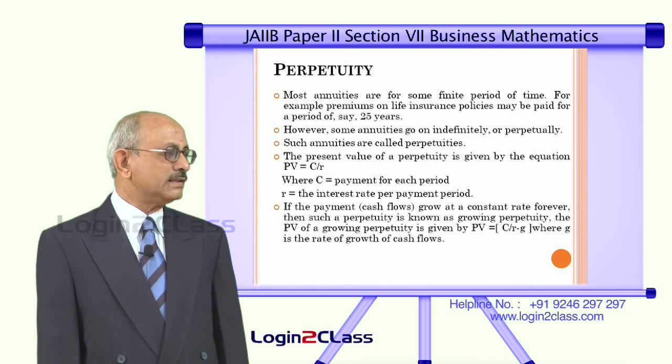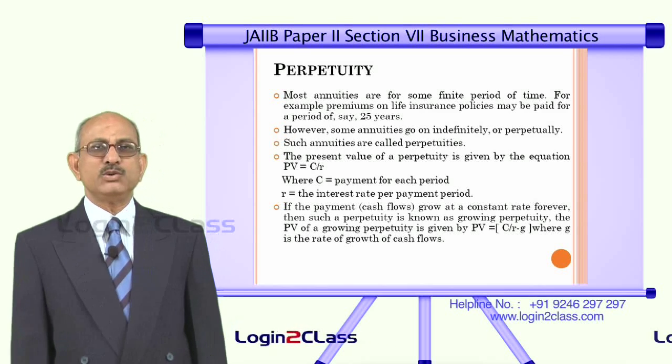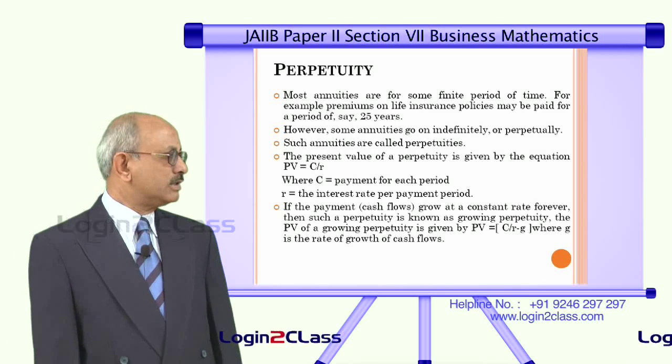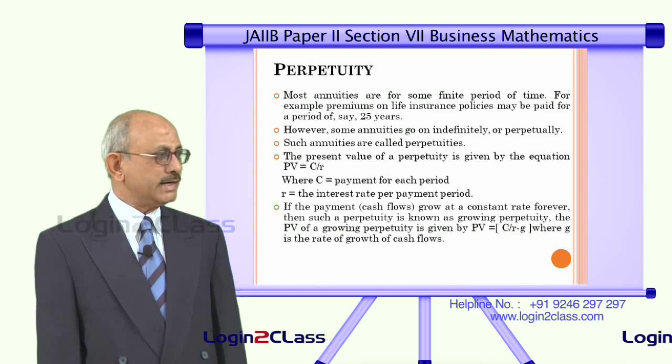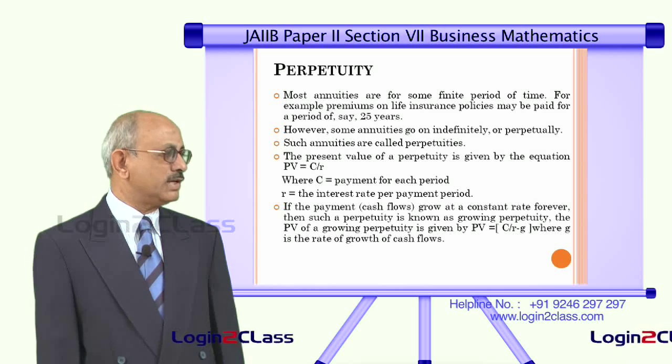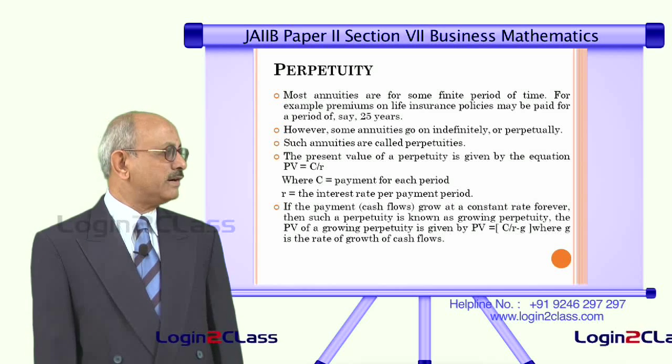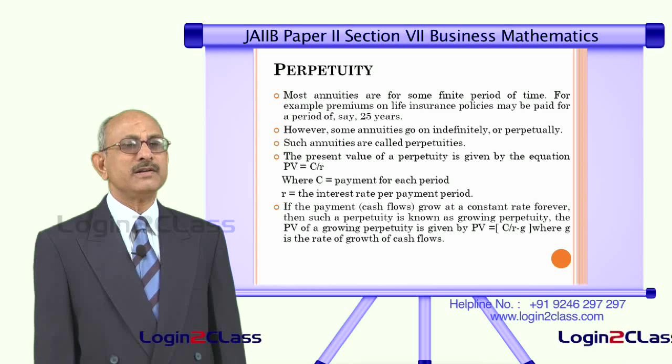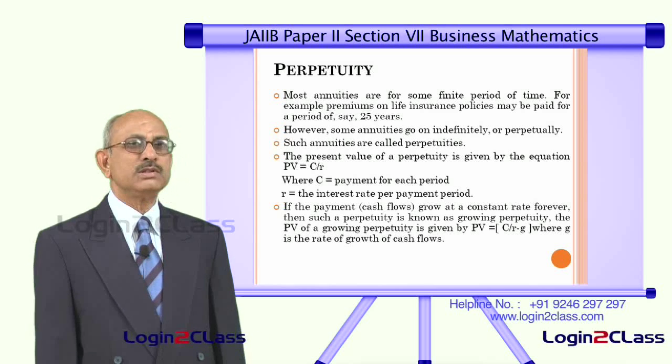So if that is given, which is denoted by a letter G, denoting the rate of growth, then we can calculate the present value of a growing perpetuity as PV is equal to C divided by R minus G, where G is the rate of growth of cash flows.